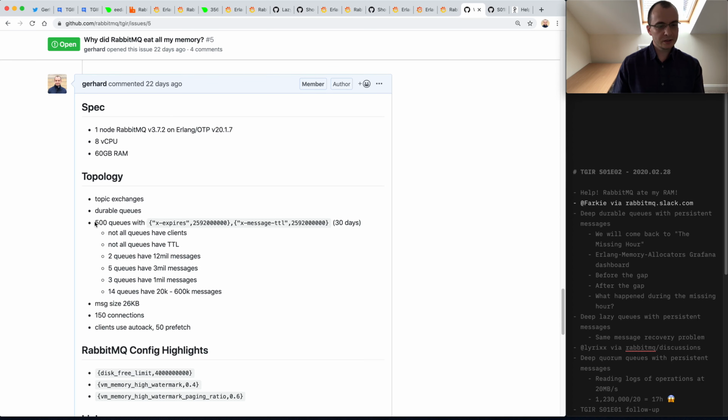The one thing which I did notice looking at some of the data that Farkey shared with me privately is that he has 500 queues. He's basically expiring both the queues and the messages in 30 days. Now, not all of his queues had consumers, and not all of his queues had a TTL. Do you want to guess which those queues were? Those were the queues which had the most messages.